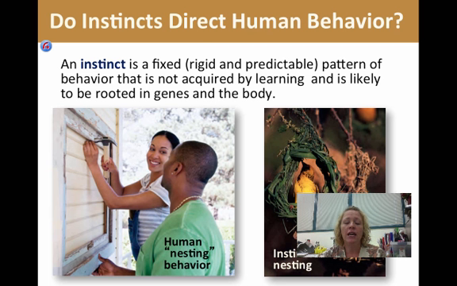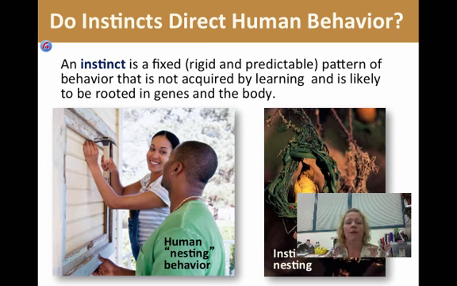Okay, so the key points here are not acquired by learning. We do not learn instincts. These are things that we do naturally, even if we have never seen this behavior before. Okay, we have the instinct to do that. And it's likely rooted in genes and the body, meaning that there is a genetic predisposition. Now, whenever we see this pop up on the test, they like to throw in the word predisposition. So make sure you're looking for that in relationship to instincts. So it's not learned, it's unlearned. And there's a genetic predisposition through this.